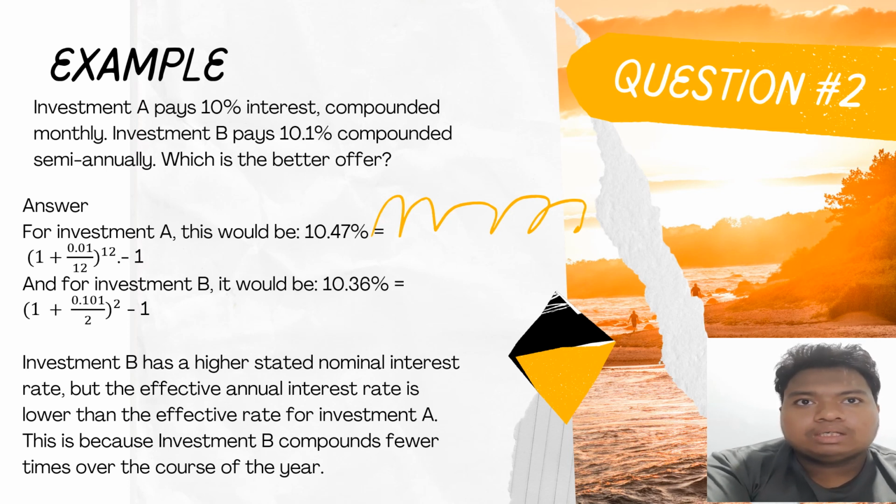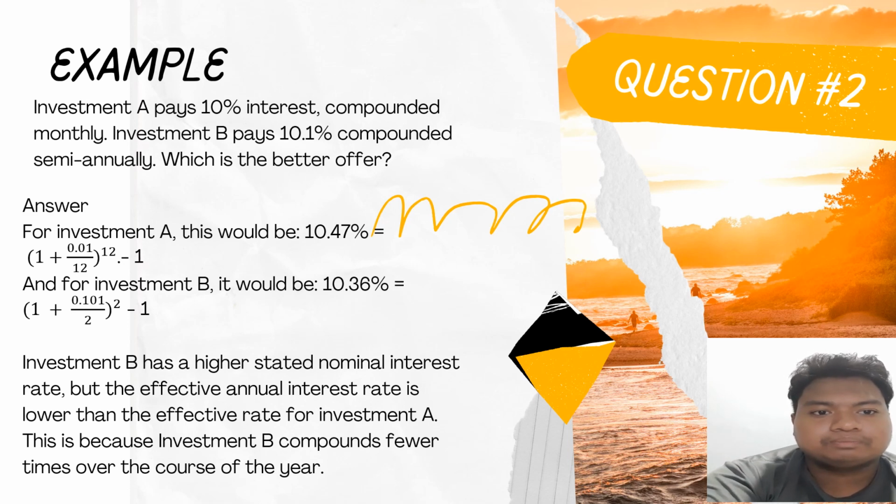So investment B has a higher stated nominal interest rate, but the effective annual interest rate is lower than the effective rate for investment A. This is because investment B compounds fewer times over the course of the year.